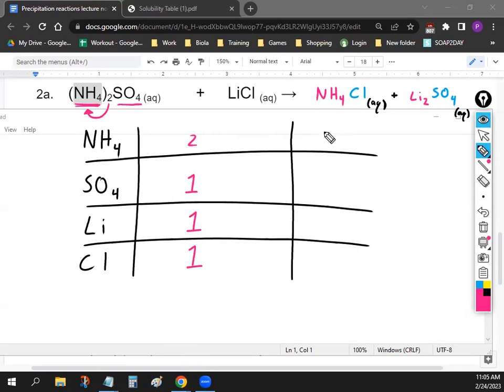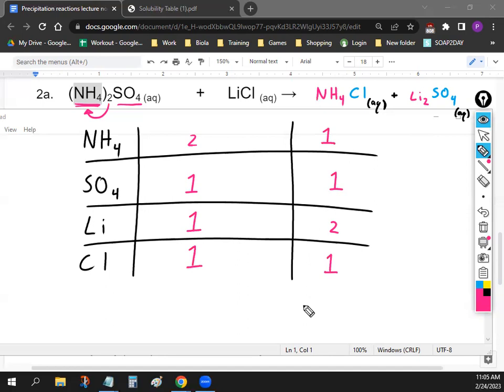I'll help you guys out with this. There's going to be 1 NH4. Okay, got it right there. You got 1 Cl, so we're going to write 1 Cl. We have 2 Li's, and we have 1 SO4.